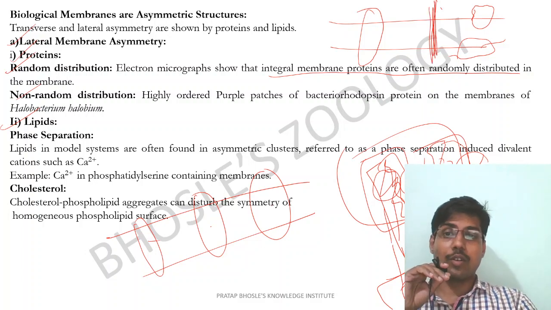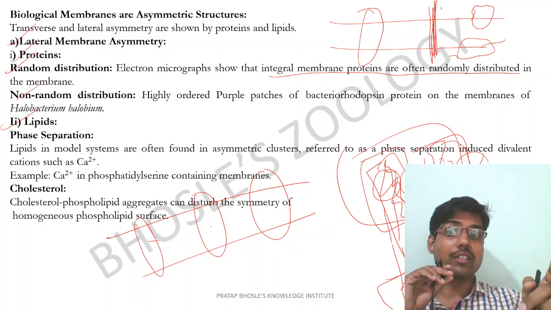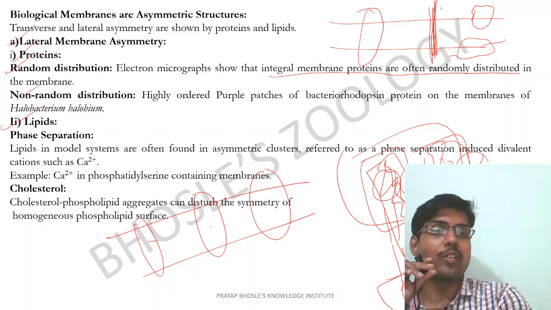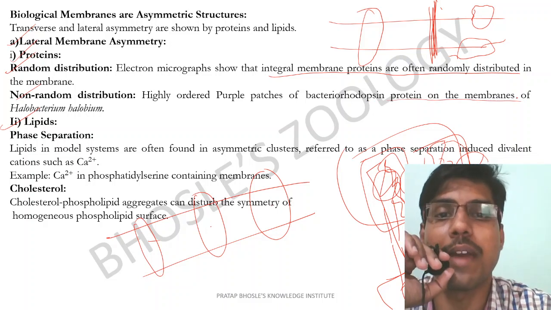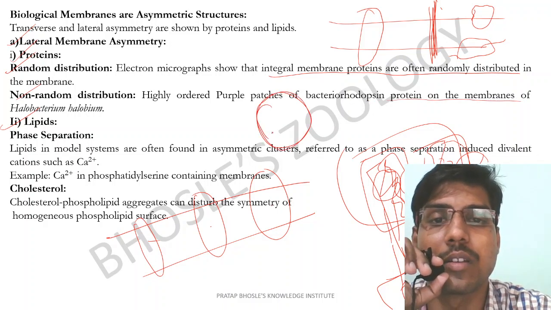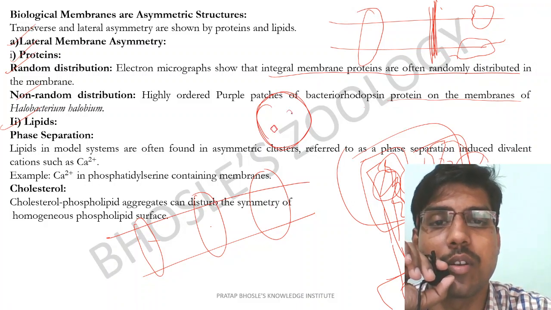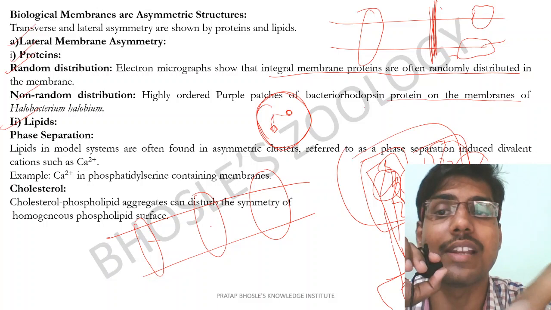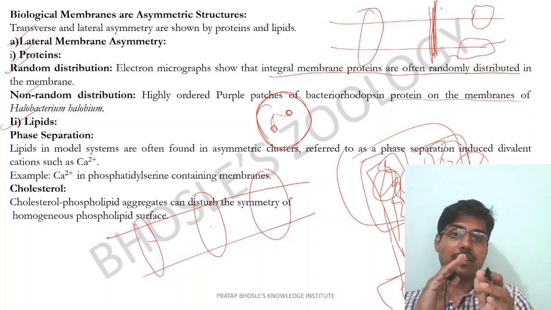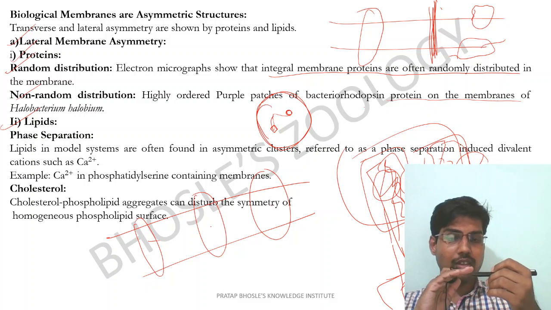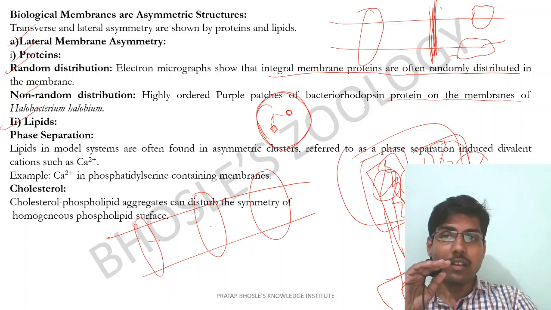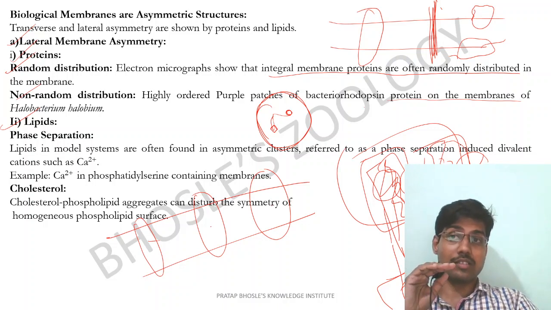Also there is a non-random distribution. See, non-random does not mean laterally symmetric. How? Highly ordered purple patches of bacteriorhodopsin protein on the membranes of halobacteria. It means if there is a bacterium, the patches are ordered, like square shaped or circular shaped. They are non-random because they occur at a specific site, but the lateral asymmetry is still there in case of it. Okay, so don't confuse the terms non-random and asymmetry. They are not opposites. So these are the two types of distribution of the proteins, the random and the non-random.